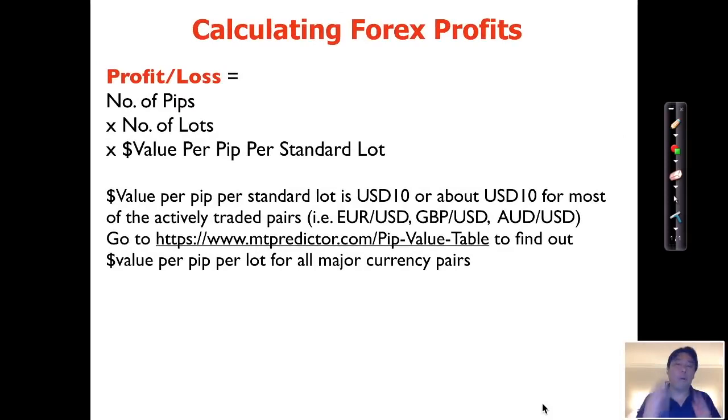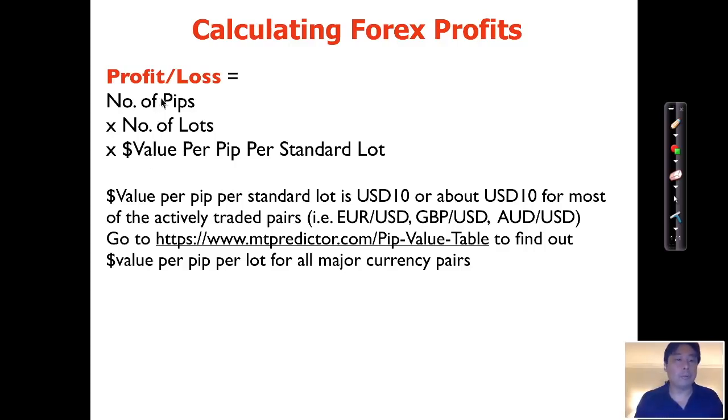Next, how do you calculate Forex profits? So the profit you make or the loss you make is equal to the number of pips that you capture, okay? It moved by 20 pips. It moved by 100 pips. So how many pips did you capture? Multiplied by the number of lots, multiplied by the dollar value per pip per standard lot.